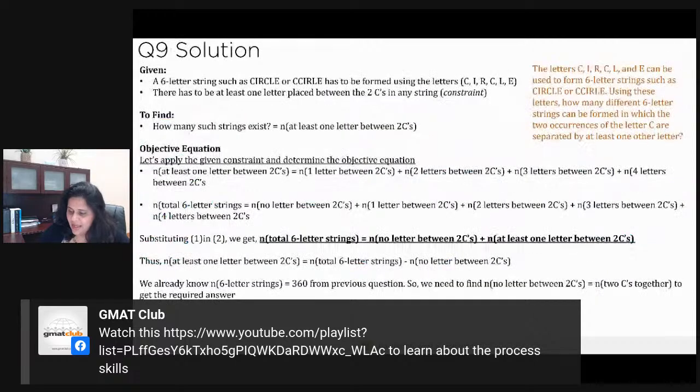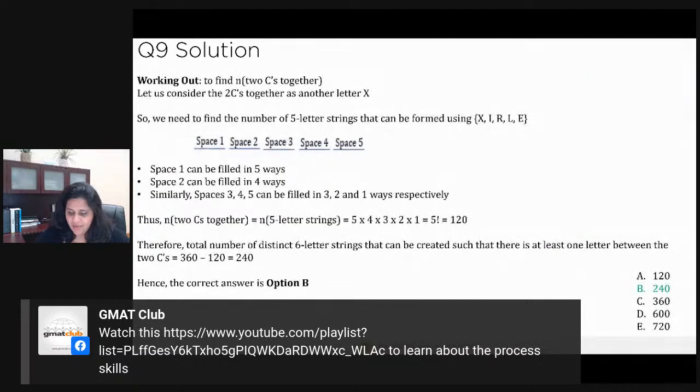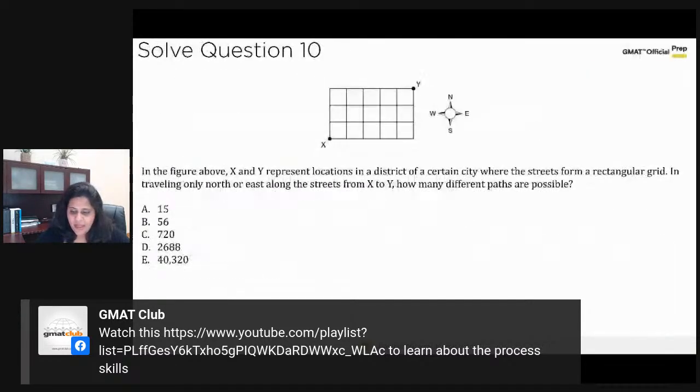Again, the detailed text-based solution is given over here. So if you want to read through all the explanation, you can very well read through it and get to the correct answer. Okay, so let's solve this question now. Once you solve this, it is the second last question of this session.